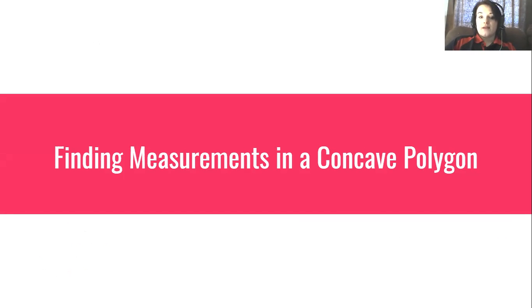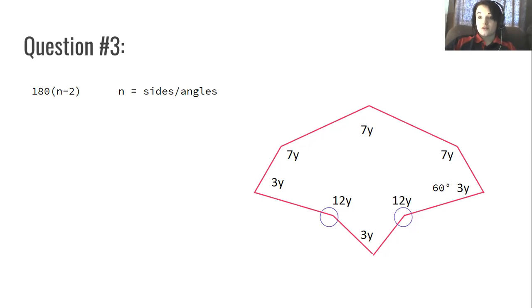Next, we're going to talk about finding measurements in a concave polygon. And this is actually interesting. We have a little formula that we can use, and it's going to help us figure out how much each y is for our polygon. So the formula we're given is 180 times (n minus 2). N is going to be equivalent to the number of sides or angles of the shape. So when we look at our shape, we're going to count all the vertices. We have 1, 2, 3, 4, 5, 6, 7, 8.